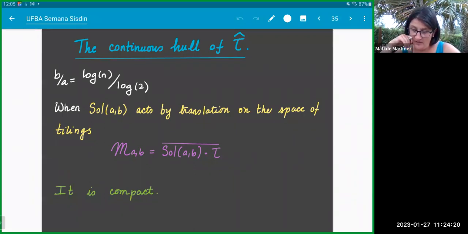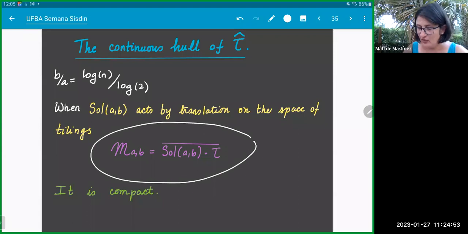So now we have one tiling, and when we take this tiling with a marked point and we see it as an element of the space of tilings, where the group acts, it has an orbit, and the closure of this orbit, which is a continuous hull, is compact. So M_AB will be the closure of the orbit of this particular tiling under the action by translation of the group Sol_AB.